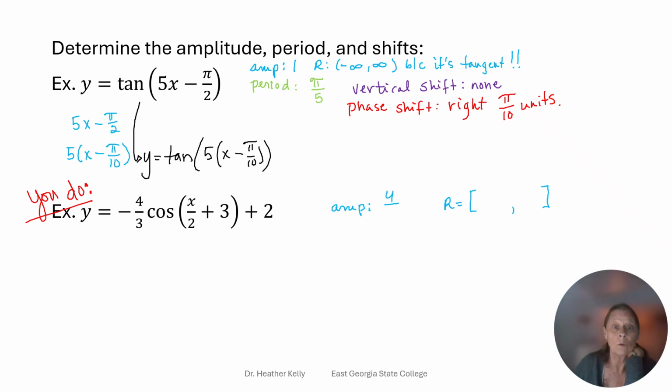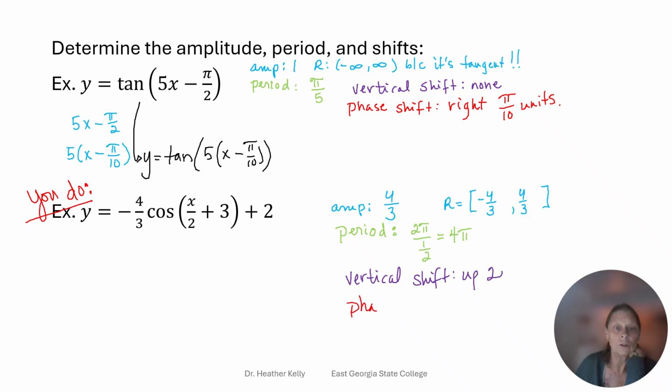The amplitude is 4/3, so that means our range is going to go from negative 4/3 to positive 4/3. Our period, talking about cosine here, is going to be 2 pi divided by the number in front of x, which is 1/2, so our period is going to be 4 pi. Our vertical shift is up 2 units. And let's see what our phase shift will be.